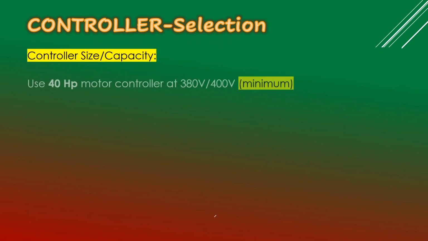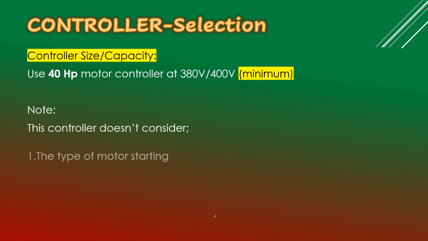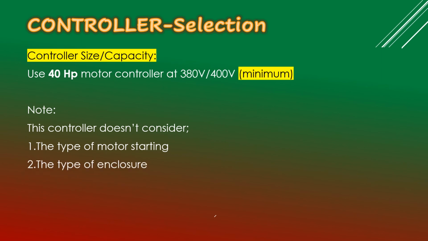So, controller selection. Remember that we have converted 30 kilowatt and it comes out to be 40.2 horsepower. Therefore we can use a 40 horsepower motor controller at a voltage of 380 or 400 volts. This is the minimum capacity; we can use more than 40 horsepower. But note that this controller selection doesn't consider the type of motor starting or the type of enclosure.